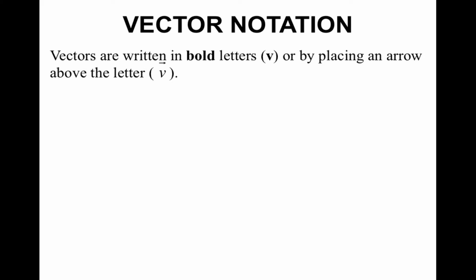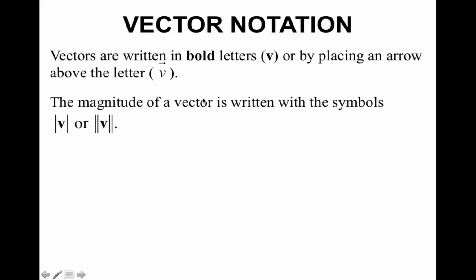So let's look at some vector notation. Vectors are written in bold letters, such as this V, or by placing an arrow above the letter, such as this example. Usually in textbooks or on tests, you'll see the bold, so that means a vector. But usually when you are writing it on your paper, you're going to want to use the letter with the arrow above it. The magnitude of a vector is written with symbols that look like the absolute value, but what's inside is the vector symbol, so the bold V or the V with the arrow over it. Or you'll see the magnitude written with double lines.